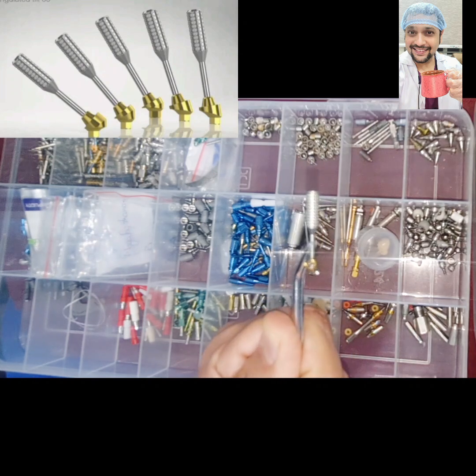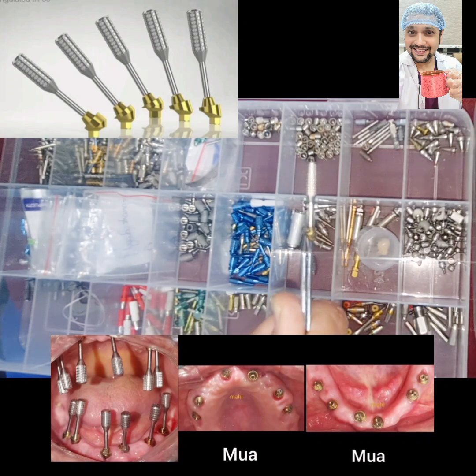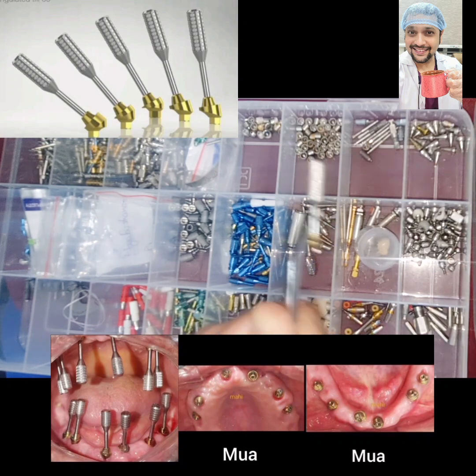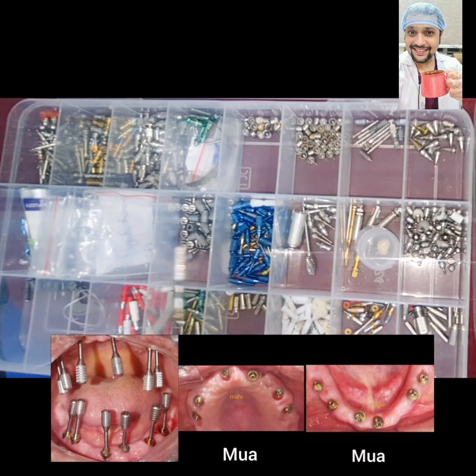It has 2 screw holes. One screw hole is for the prosthesis and one screw hole is for the screw which goes into the implant. This is an angulated multi-unit abutment. You get straight also at the same time. You can choose which one you want according to the implant placement that you've done.